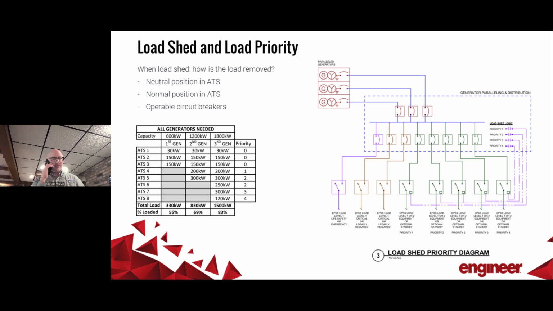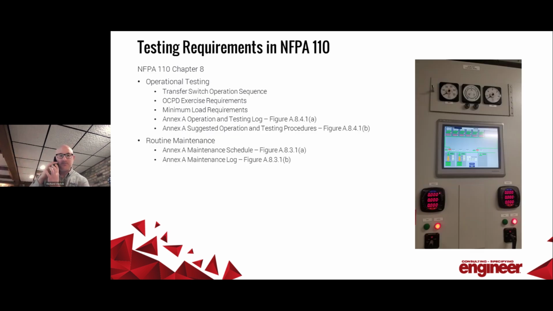That's when the paralleling gear identifies it's under a low frequency condition that lasts for too long. That's how it knows it's overloaded, and it's going to signal for ATSs to start to drop off. So during design, we want to plan for a certain number of steps, plan for how that load shed is going to be configured and what loads are going to be on it, and then, of course, communicate that with your client.